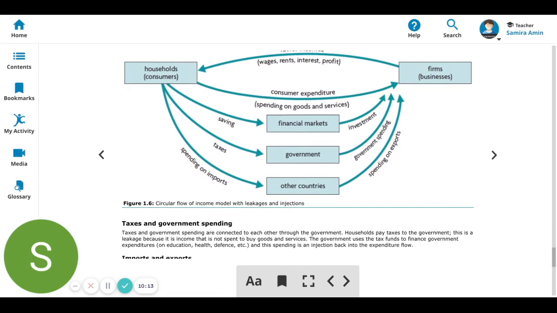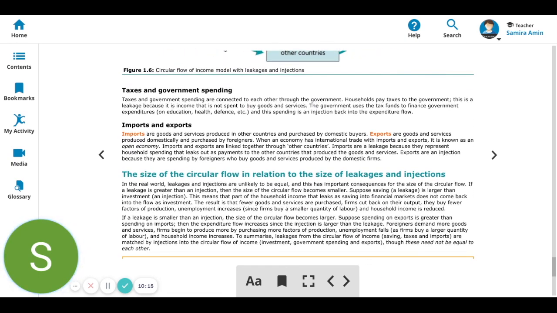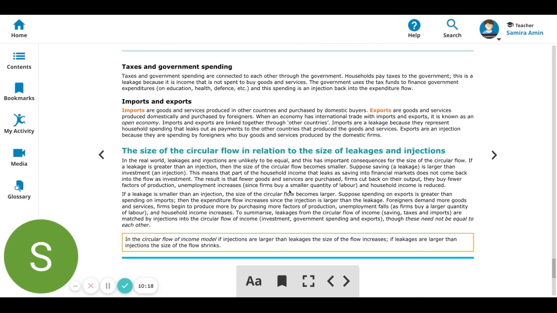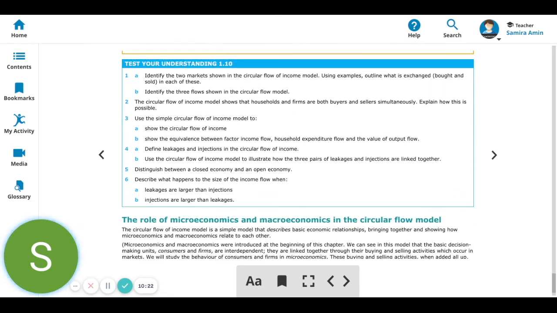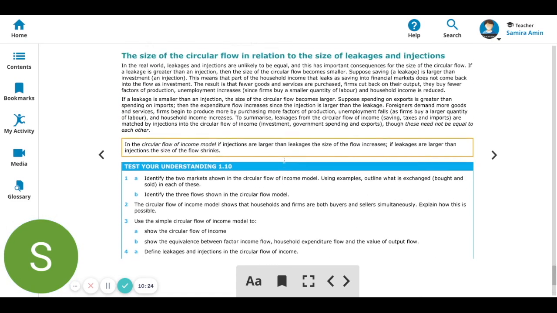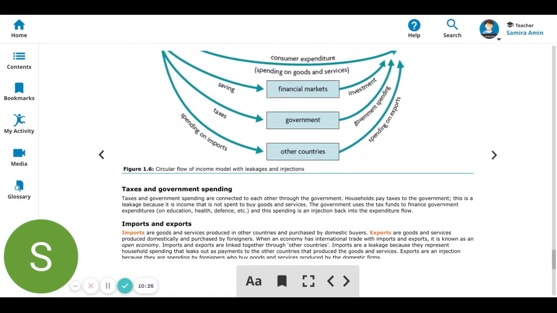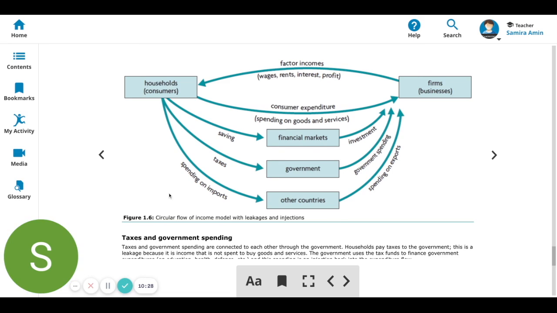So that's all about the injections and leakages. Make sure you know the proper definitions, like I stress, and then you should be able to answer these questions once you know this model, and answer the worksheet as well.